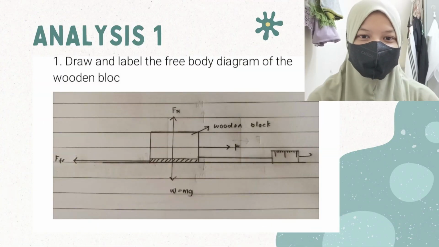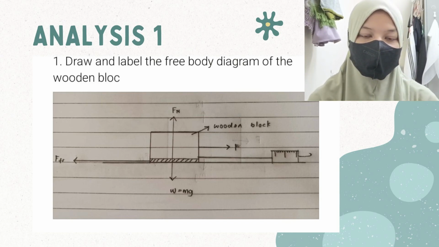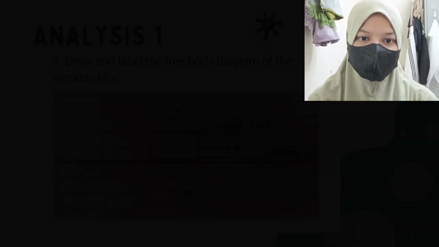Analysis of the experiment. First, draw and label the free body diagram of the wooden block. At the top of the wooden block, we have normal force. At the right of the wooden block, we have force F. At the bottom of the wooden block, we have weight equal to mg. And lastly, at the left of the wooden block, we have frictional force.